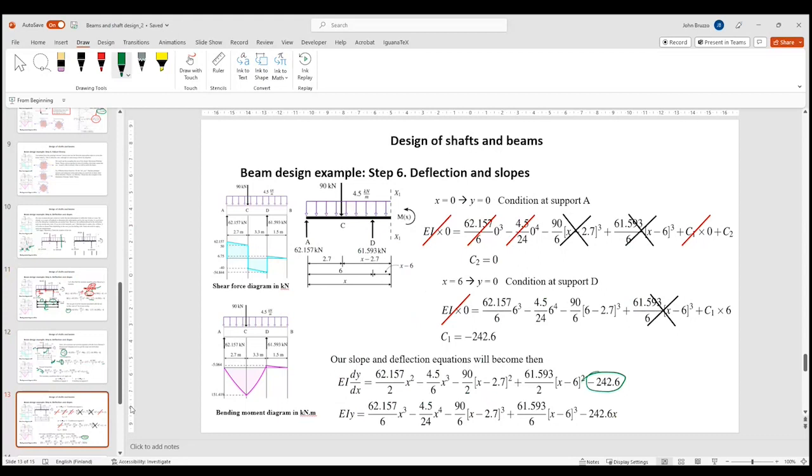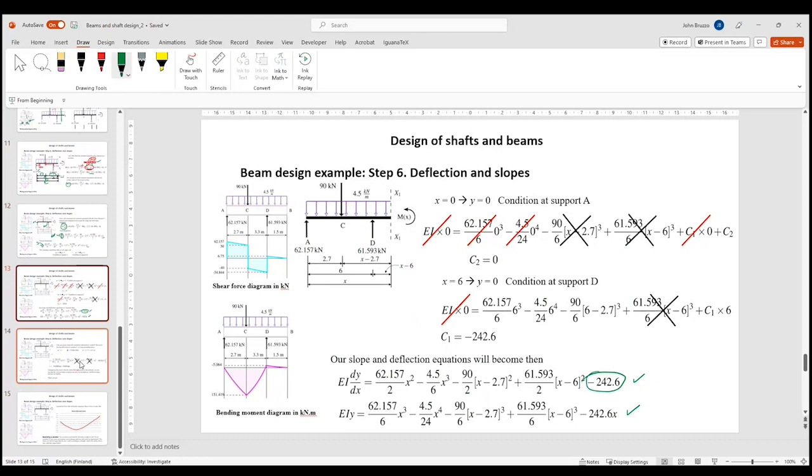And then with this formula, these are the formulas that you could use to plot slopes and deformations in Excel, if you want to, without going any further into more sophisticated software.